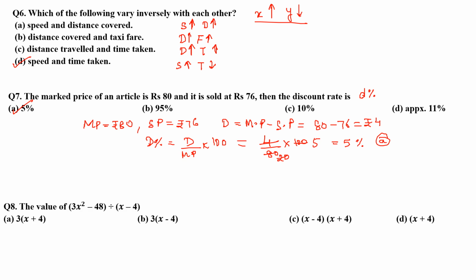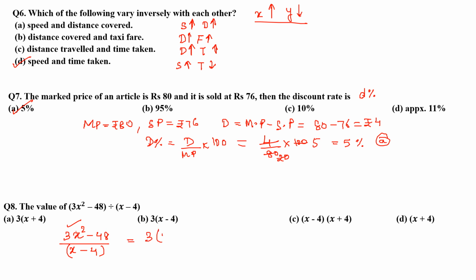Now question number 8. The value of 3x square minus 48 divided by x minus 4. Now this question I have taken from the factorization chapter. So 3x square minus 48 divided by x minus 4. So now first of all you see in the numerator, can we take something common? So first term is having 3 as a numerical coefficient. Here is 48. So we know that in the table of 3, 48 comes, right? So let's take 3 common.